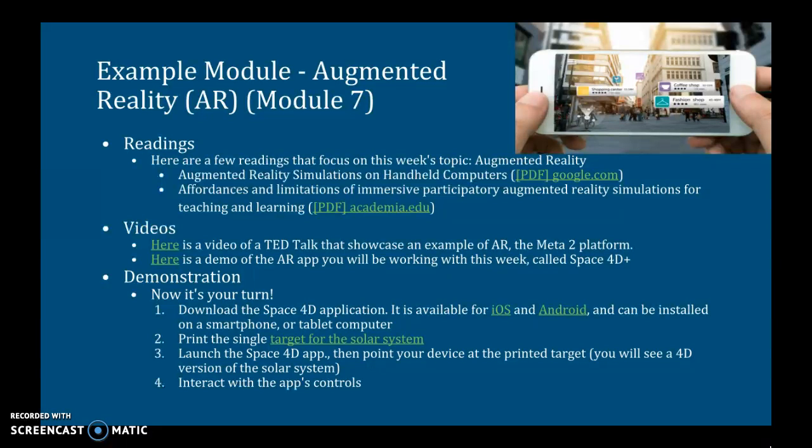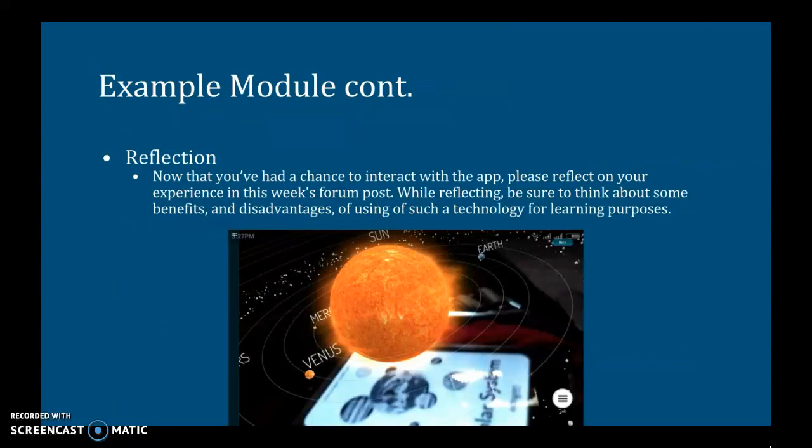They would then be asked to print the single target for the solar system which they will be working with. Once they have this, they will be asked to launch the Space 4D app, then point their device at the printed target, where they will see a 4-dimensional version of the solar system, and then they would be asked to interact with the app's controls. After students have gained experience with this, they will then be asked to reflect on such experience.